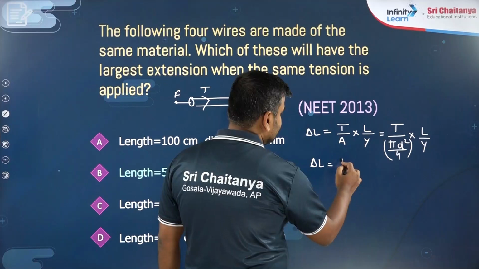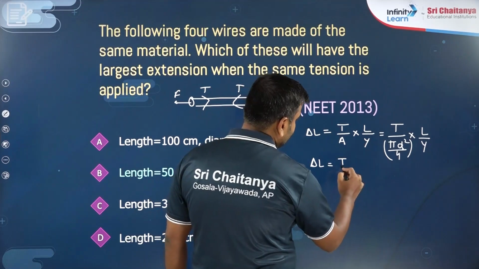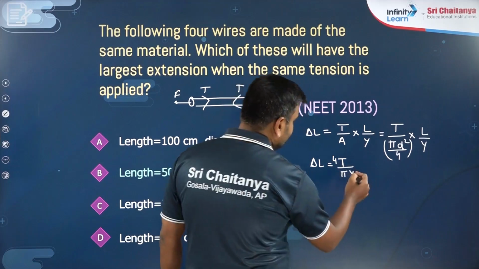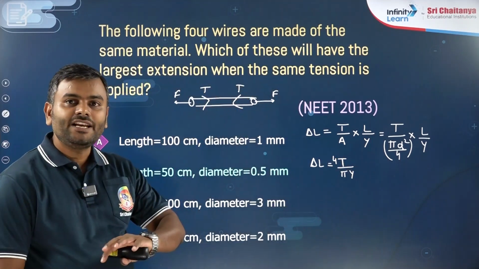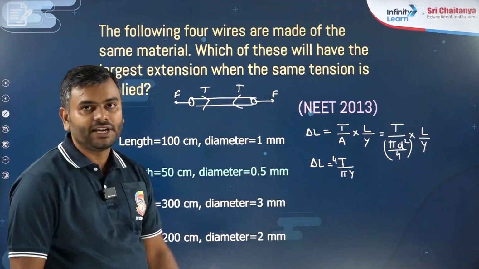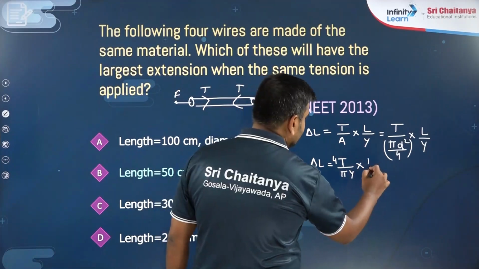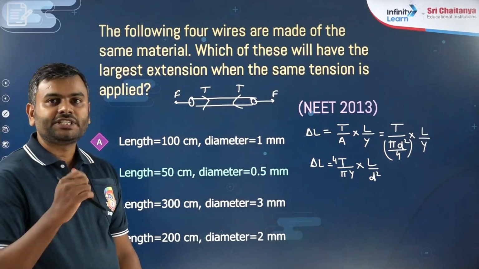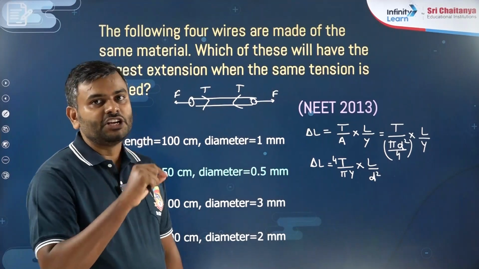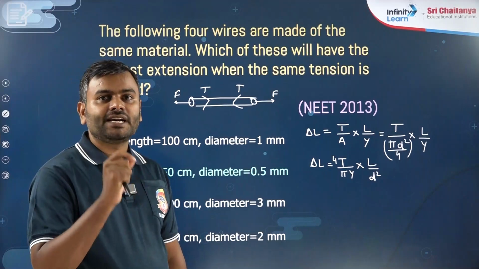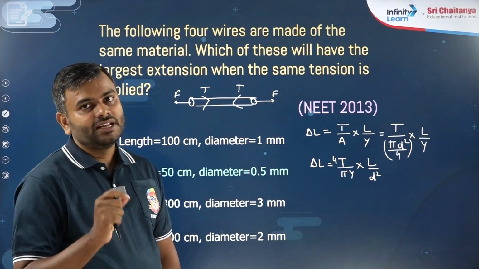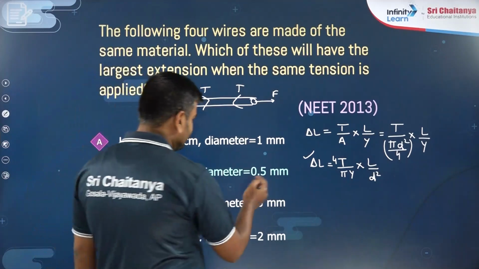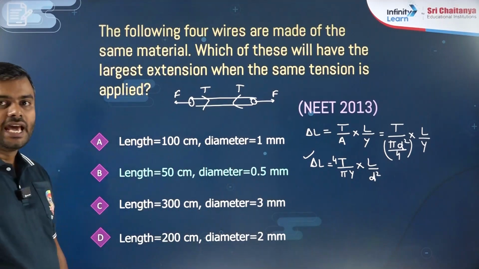So the delta L value we are getting is tension divided by pi, this 4, and Y. These values are common in all the wires, they are the same for all the wires. The only thing which is not the same is the ratio of L by d square, where d is the diameter. So we have to check for each wire the ratio L by d square. Whichever gives us the highest value of L by d square will have the highest delta L value. So we can quickly check the value of L by d square.